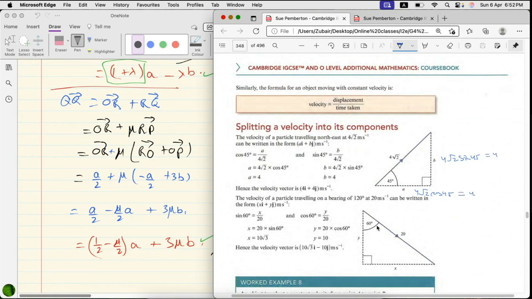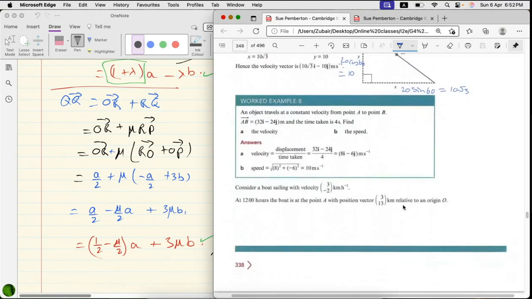When we have 60, this right in front of that is the perpendicular component with respect to this angle. So this is going to be 20 sine 60. And this is going to be 20 cos 60. So 20 sine 60 is giving me 10 square root 3, and 20 cos 60 is giving me 10. So we have the components of velocity.